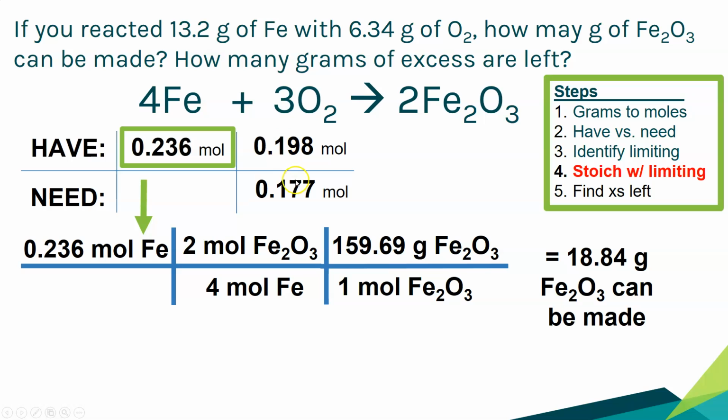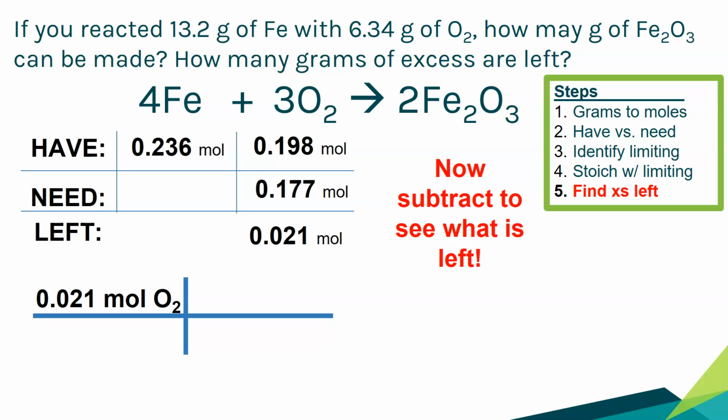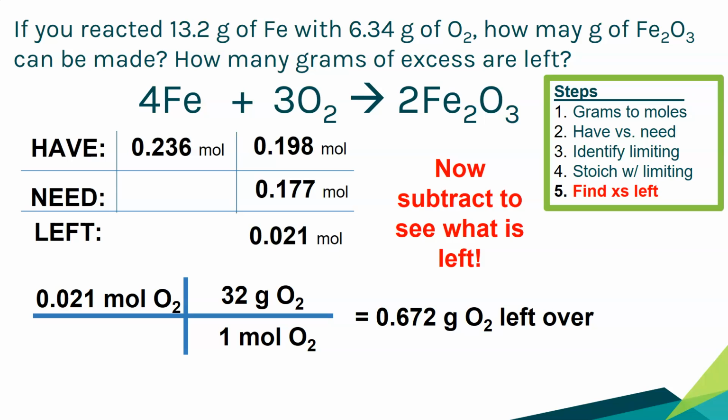Now it's time to find excess. And what have I already done? I've already found out how much I have. I already found out how much I need. Now it's time to just subtract. Now this time it does say grams, doesn't it? Unfortunately, we can't stop here. We have to go one step forward, one more conversion factor. Moles to grams using molar mass. I'm going to have 0.672 grams of oxygen left. Okay.